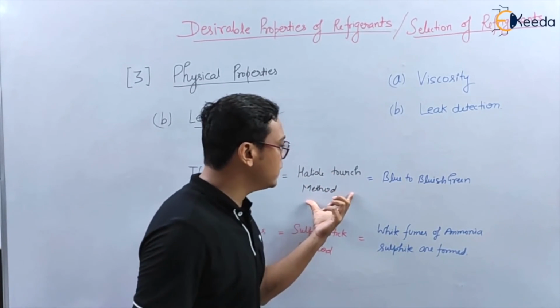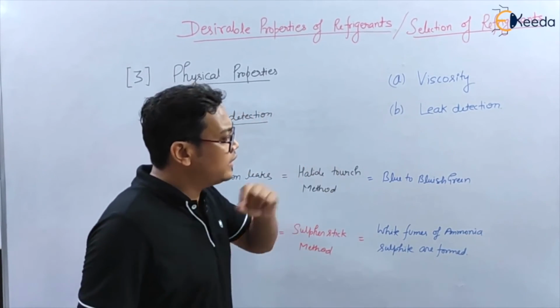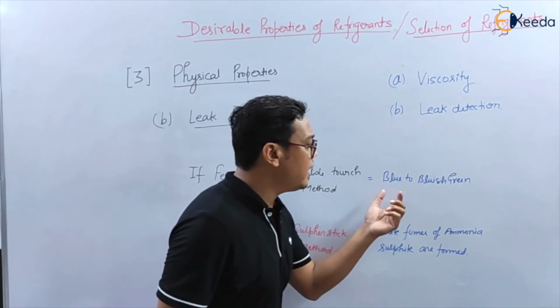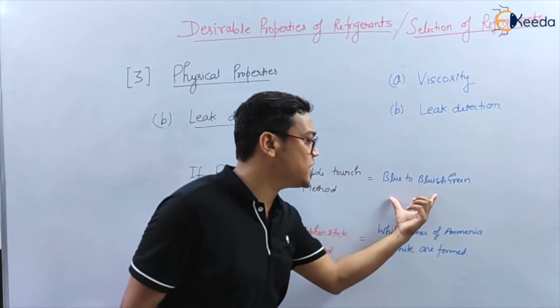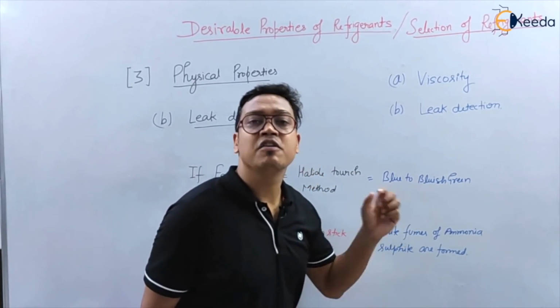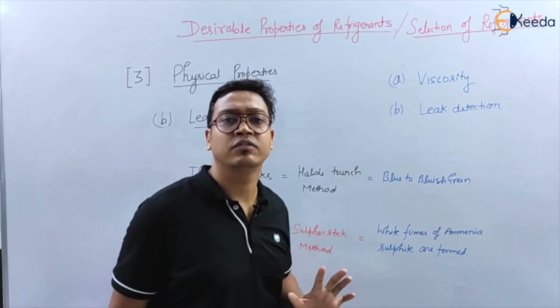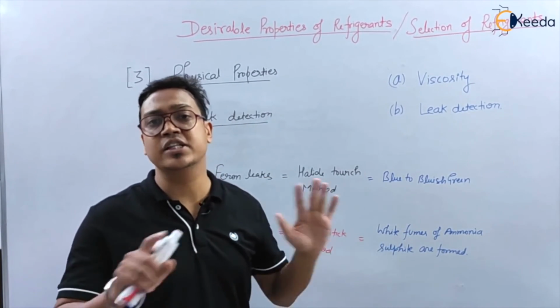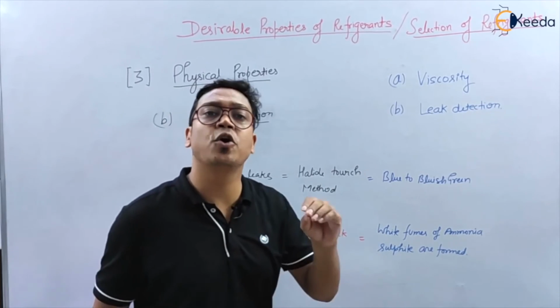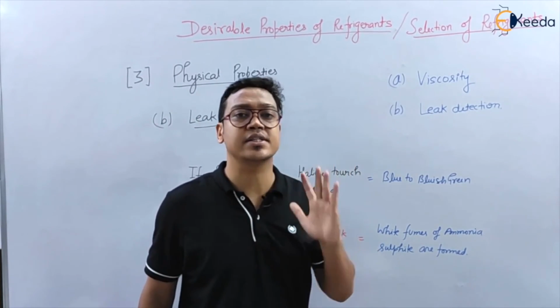If I am using the halide torch method, in that case, the blue light will convert into bluish green. If this condition is there, that means freon is leaking out from the system. If it is blue color, then there is no leakage from the system.